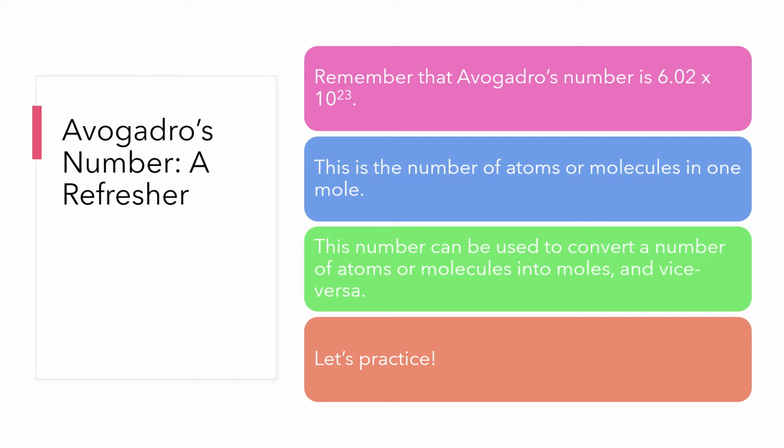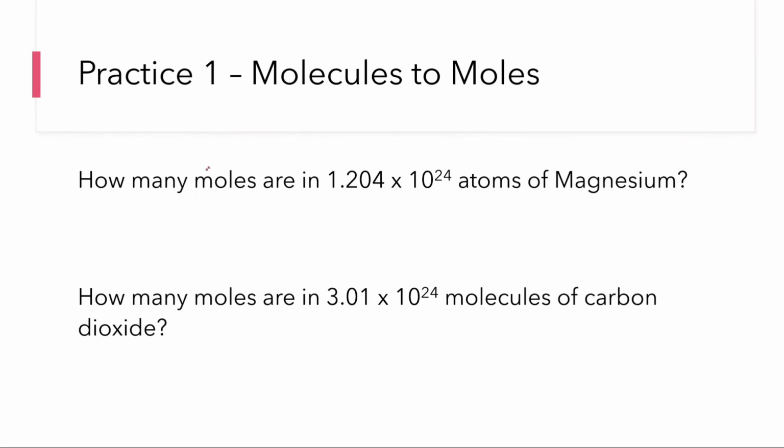Let's try some practice. Before we get started with these example problems, I'm going to write Avogadro's number up here: 6.02 times 10 to the 23rd, as atoms or molecules per mole. Now this first question asks us how many moles are in 1.204 times 10 to the 24th atoms of magnesium.